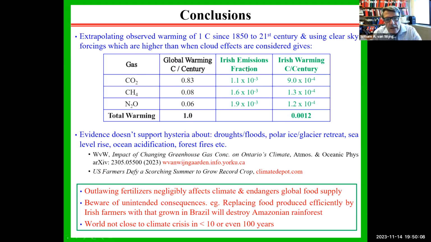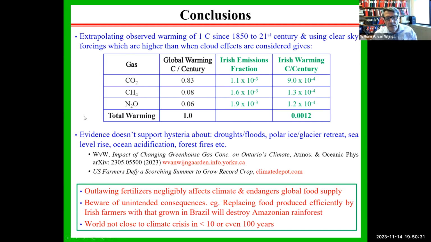For Ireland, Ireland produces about a part in 1,000 of the CO2, a bit more than a part per 1,000 of methane and nitrous oxide. So the Irish contribution to warming is very small. If you sum everything up, it's less than 1 millidegree per century, something completely immeasurable.